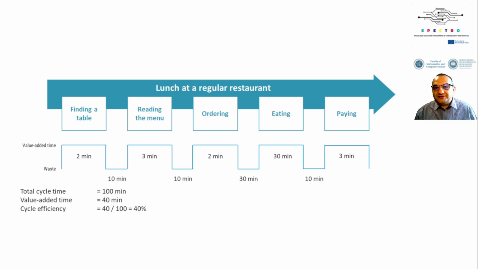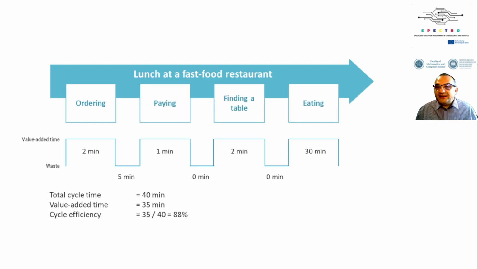Now, let's look at this example: lunch at a fast food restaurant. Compared with the previous scenario at a regular restaurant, this process is far more efficient. And here is why. Regarding the cycle time and value added time, in the fast food restaurant, the total cycle time is 40 minutes, with a value added time of 35 minutes. This results in a cycle efficiency of 88%, which is significantly higher than the 40% efficiency of the regular restaurant scenario. This demonstrates how streamlining processes and eliminating waste can dramatically improve efficiency.